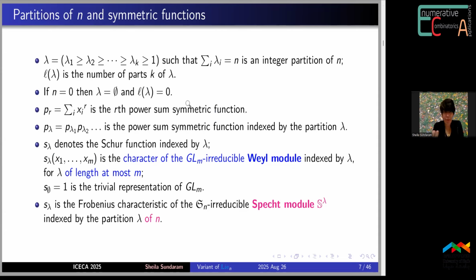So partitions of n, these are integer partitions of n. My notation for the number of parts of lambda will be l(lambda). p_r and p_lambda are the power sum symmetric functions. s_lambda is the Schur function. So again, on the one hand, s_lambda in m variables is the character of a GL_m irreducible Weyl module indexed by lambda. But s_lambda for a partition lambda of n is the Frobenius characteristic of the Sn irreducible Specht module indexed by lambda.